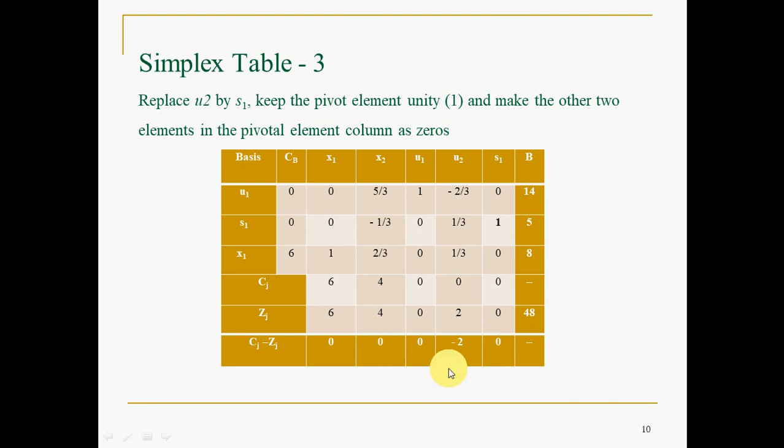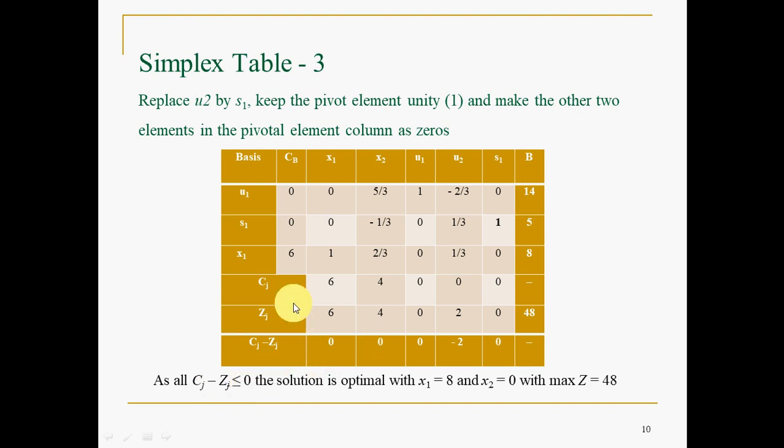Now what is your observation by seeing simplex table 3? All Cj minus Zj are lesser than or equal to 0. See, 0, 0, and of course Cj is fixed as I told. Zj will keep changing. 6 into 1, this 0, 0, so 6. This one is 6 into 2 by 3, 6 into 2, 12 by 3, 4. This is 0, this is 4. Like that, the other values. So Cj minus Zj, 0, 0, 0, and 0 minus 2, minus 2, 0 minus 0, 0.